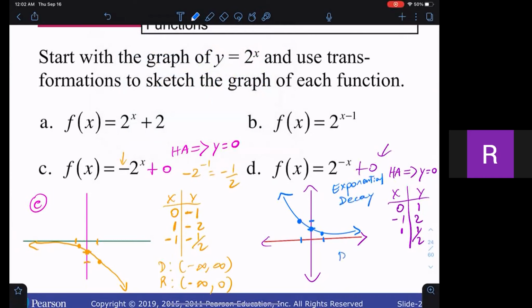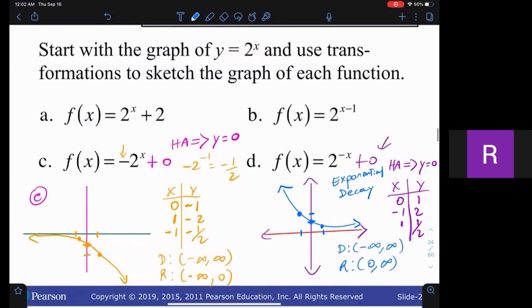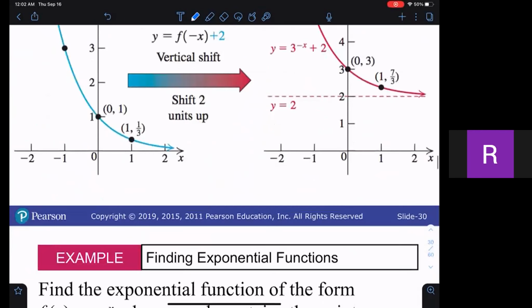Okay. So what's the domain? Negative infinity to infinity. What's the range? The range will be from 0 to infinity, not including 0 because 0 is the asymptote. Okay, that's how you do that. So you can take a look at what they did here, the reflection and all that, right? I'm just telling you how to solve the problems fast.